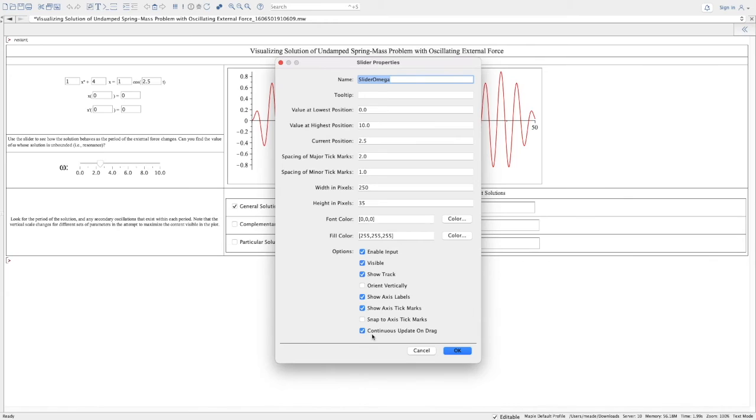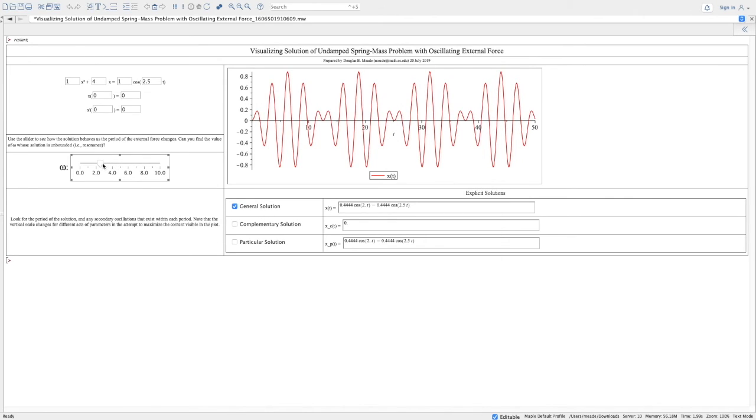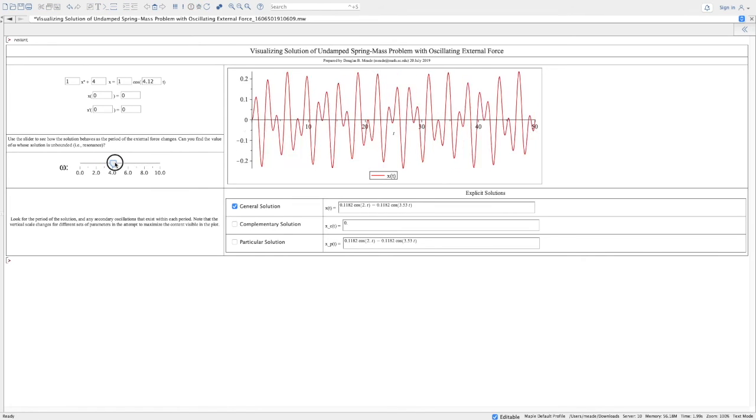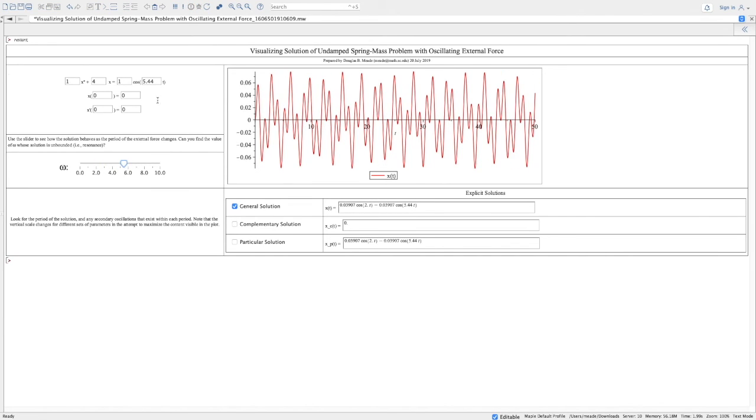So here, in particular, I've clicked the continuous update on drag. So as I drag the slider, it's going to show me the results along the way, not just when I stop and drop it. And the action here is what happens when I slide the slider. I'm changing the frequency of the forcing function. I see the effect in the solution. I also see the effect in the general solution.